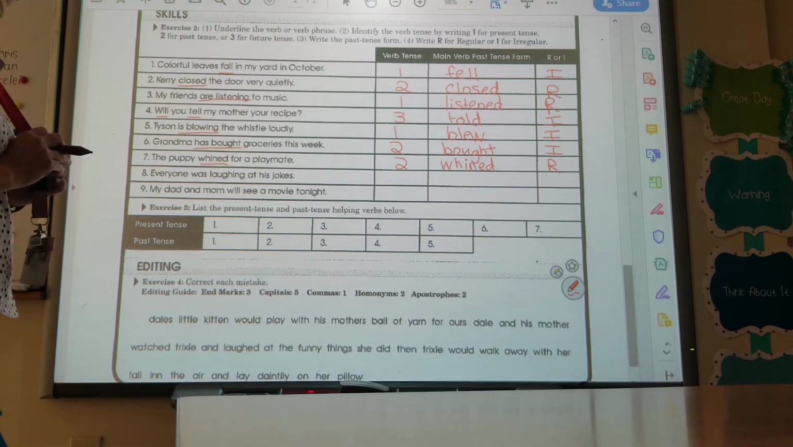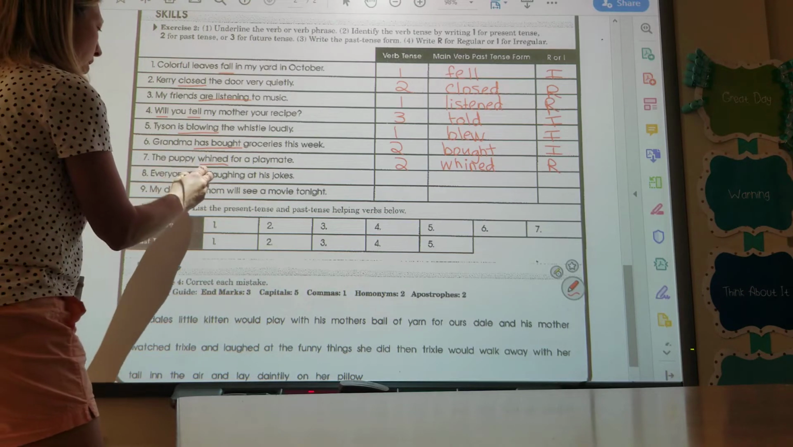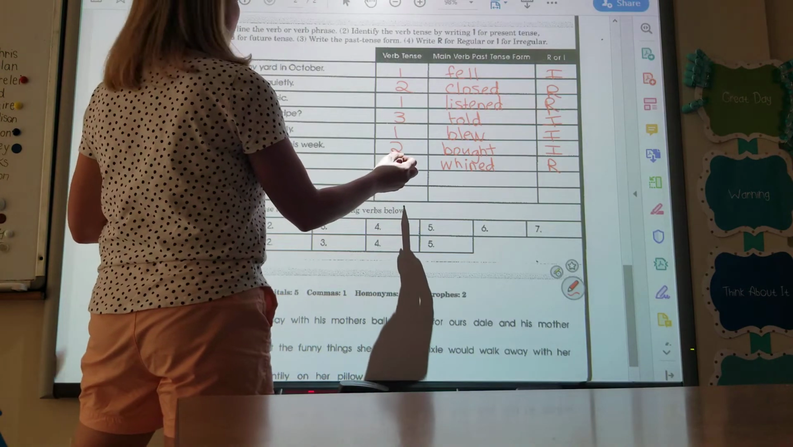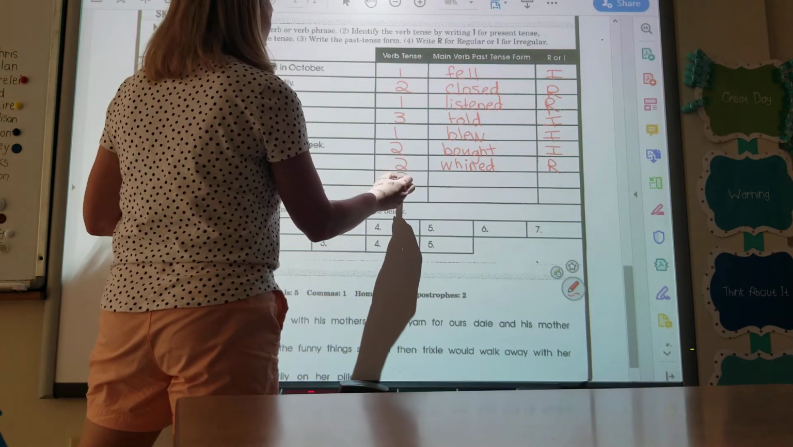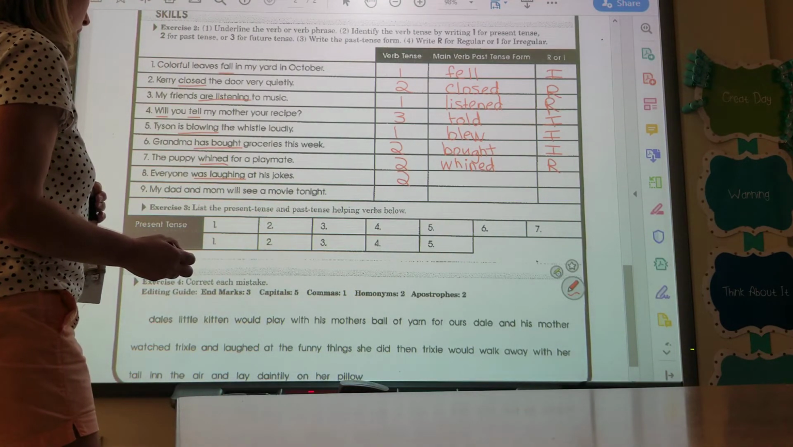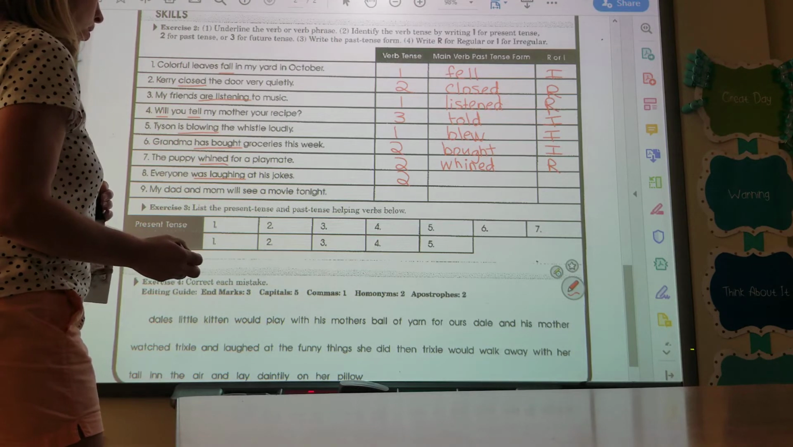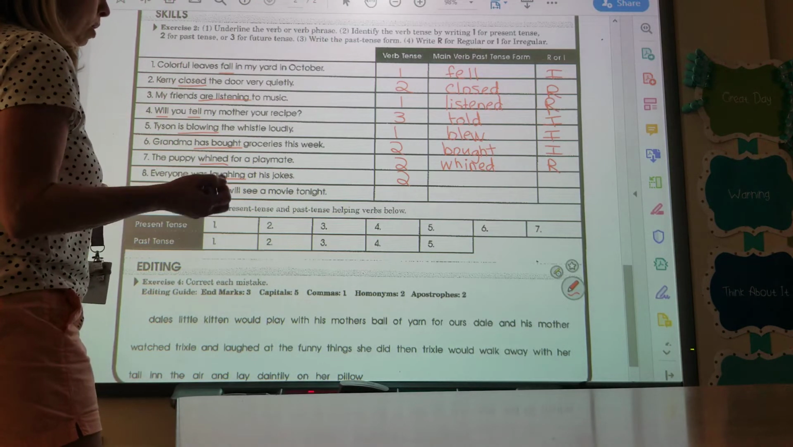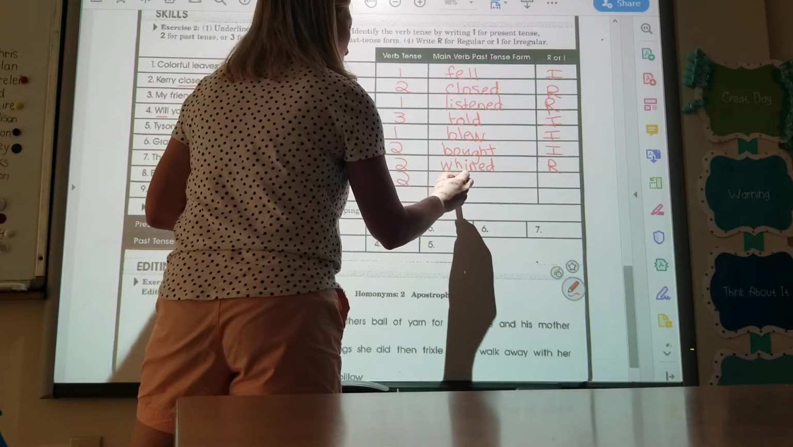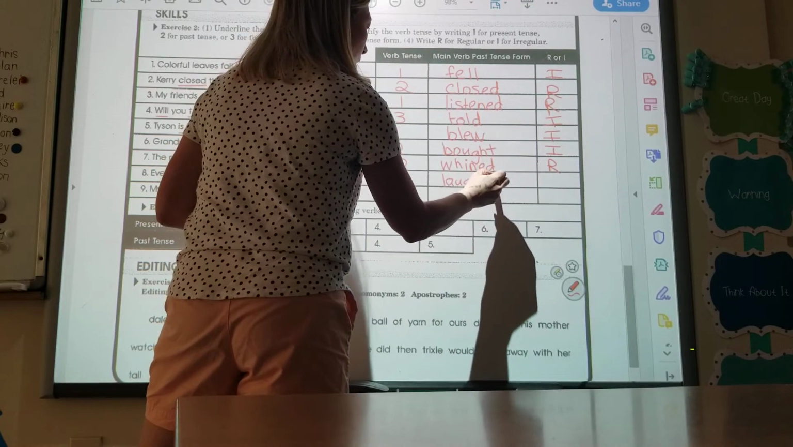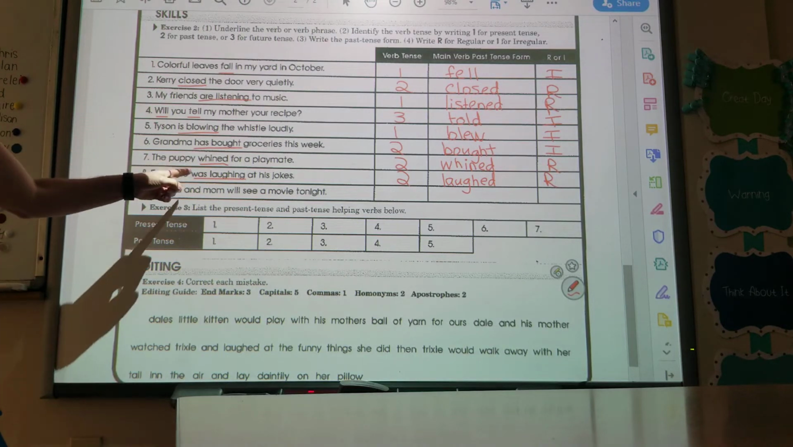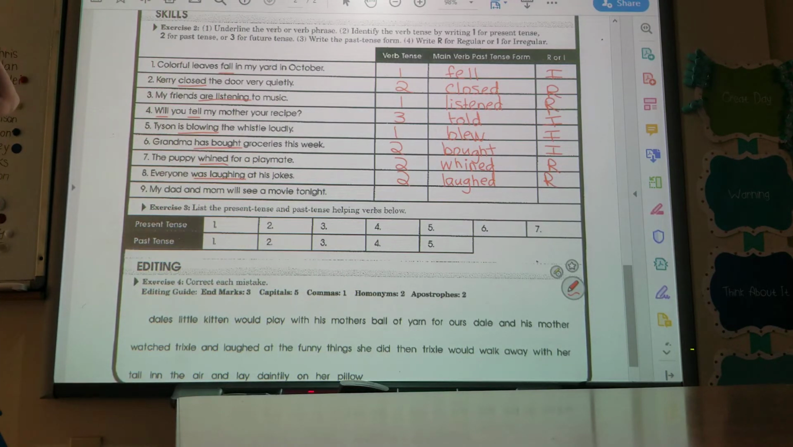All right, everyone was laughing at his jokes. Was laughing is our verb phrase. It's in the past, so we want to make sure that we put 2 for past tense, right? They were laughing. So it could either be 2 or 1. I think the book, because the past tense of laugh is laughed, it's going to be a regular verb. Everyone was laughing, because it has that was in it, it's going to make it in the past tense.